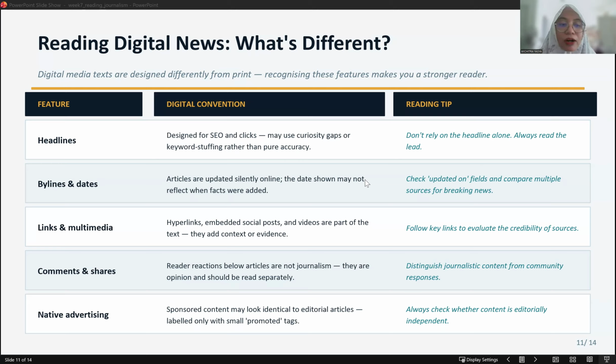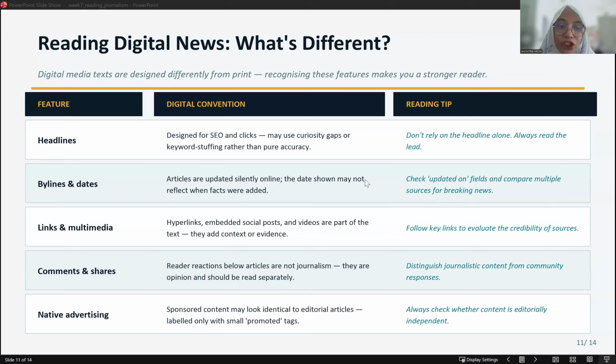The next one are comments and shares. Online articles have the feature where a reader can interact. Reader reactions below articles are not part of the journalism. They are opinions and should be read separately. So you need to distinguish journalistic content from community responses.